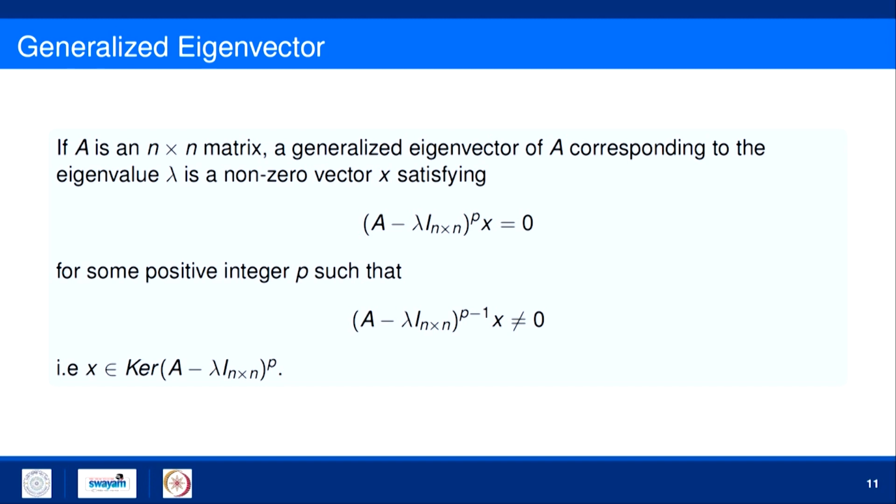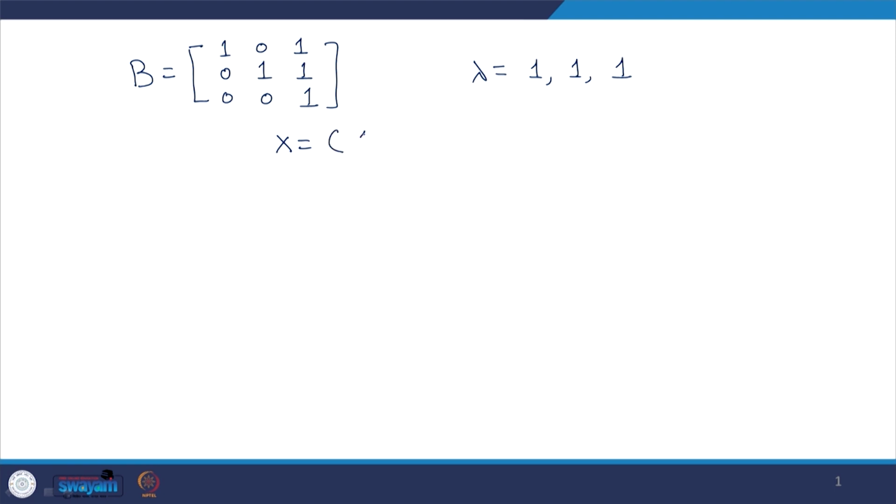We have seen a matrix B in the last lecture which has the form 1 0 1, 0 1 1, 0 0 1, and we saw that lambda equals 1, 1, 1 is the eigenvalue of B. Now, the eigenvectors come out to be (1, 0, 0) transpose and (0, 1, 0) transpose. So, here the geometric multiplicity of lambda equals 1 is 2 while the algebraic multiplicity is 3.